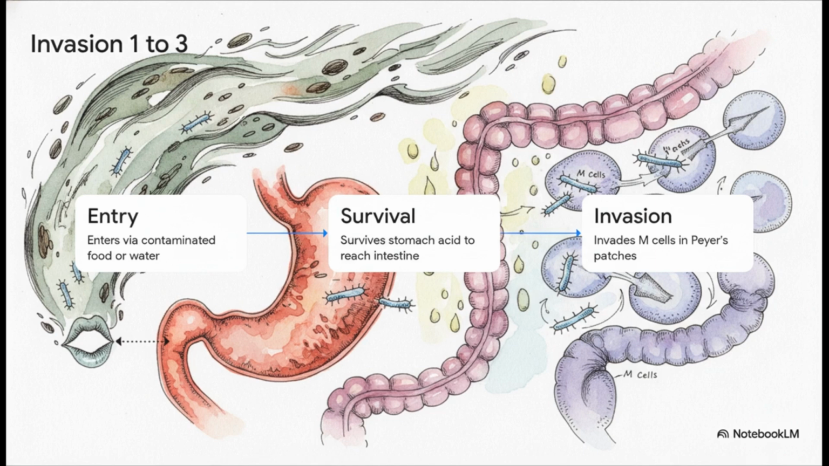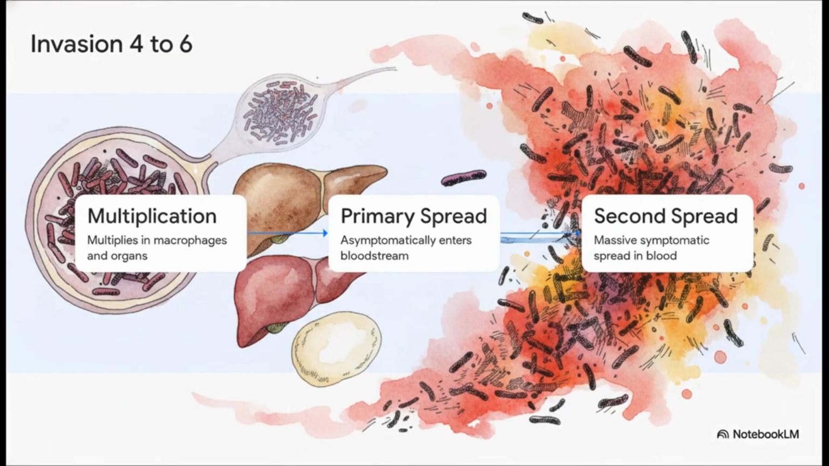Multiplication. Once they're inside, the invasion really accelerates. Remember that Trojan horse capability? The bacteria get swallowed up by immune cells called macrophages, but instead of dying, they just multiply right inside them, spreading out to the liver, spleen, and the bone marrow.